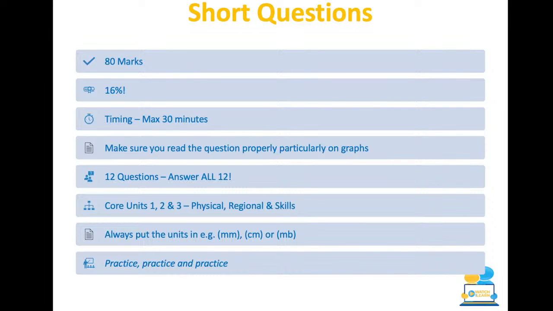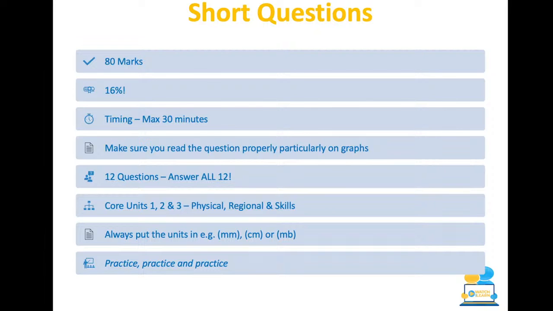How do you improve your short questions? I think short questions is one of the parts of the geography course that you can improve really quickly, and how you do that is you just practice the past exam papers. You'll make silly mistakes at the start, and then you'll learn from those mistakes. When you make mistakes, they're learning opportunities, and with the short questions, you will make silly mistakes.